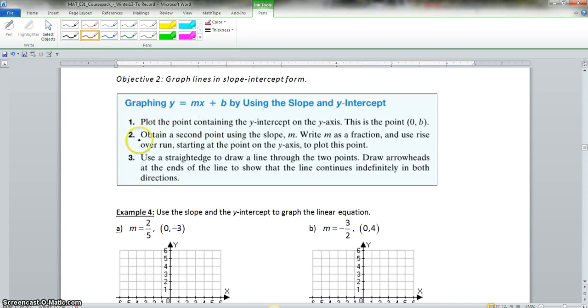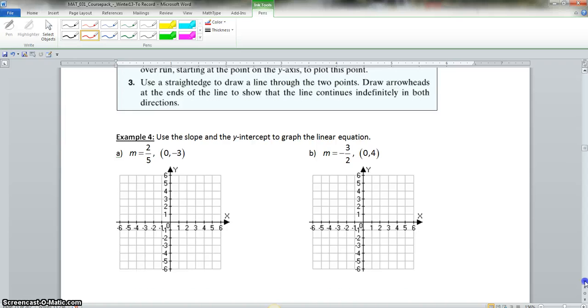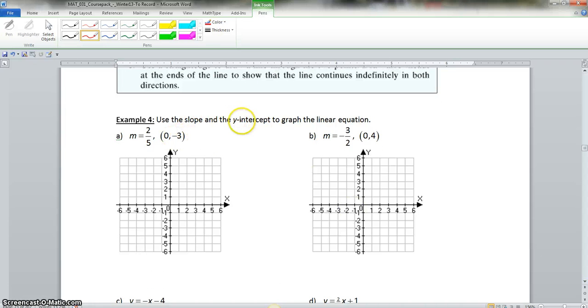Now it gives us some helpful hints here on the next page about graphing y equals mx plus b by using the slope and y-intercept. It says plot the point containing the y-intercept on the y-axis. Obtain the second point using the slope, using the rise over run, and then use a straight edge to graph the line. So we come down here to example 4a. Use the slope and the y-intercept to graph the linear equation.